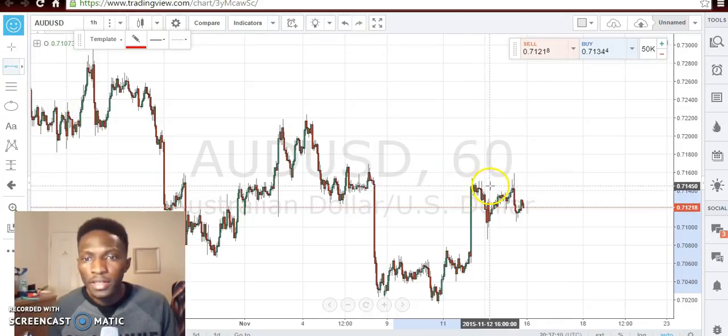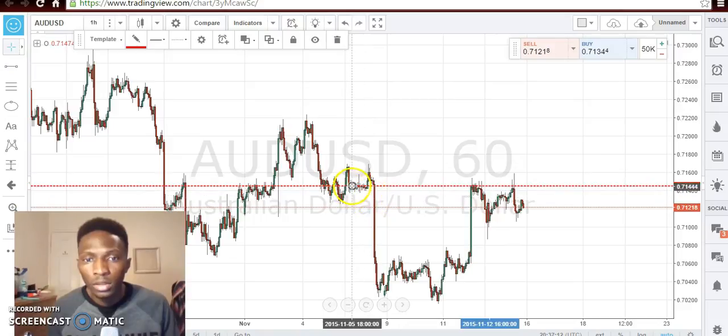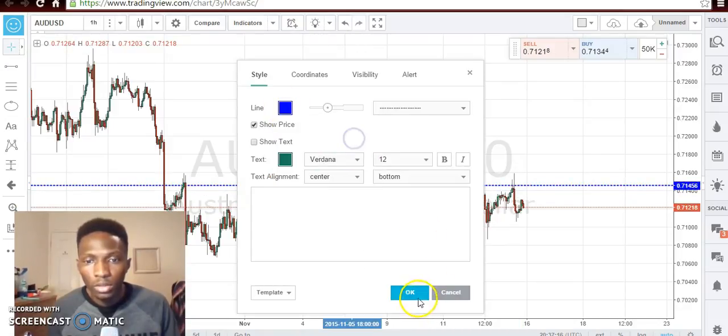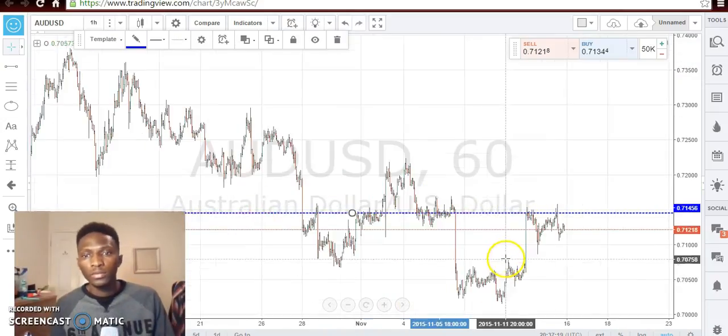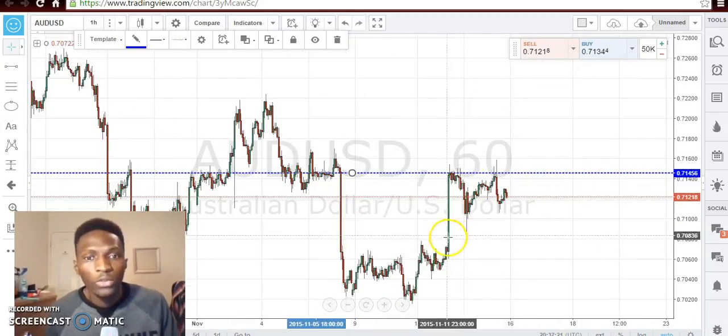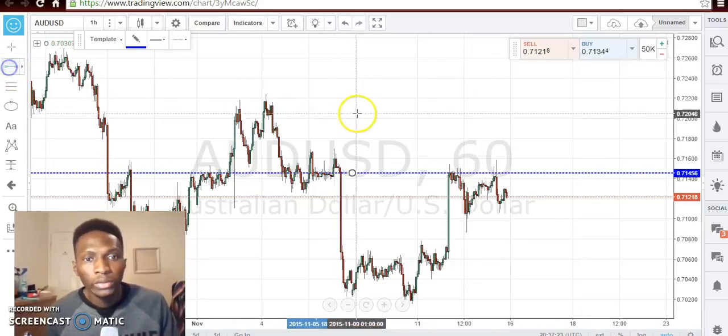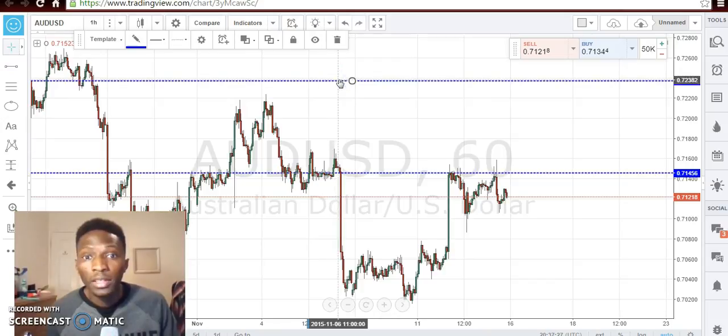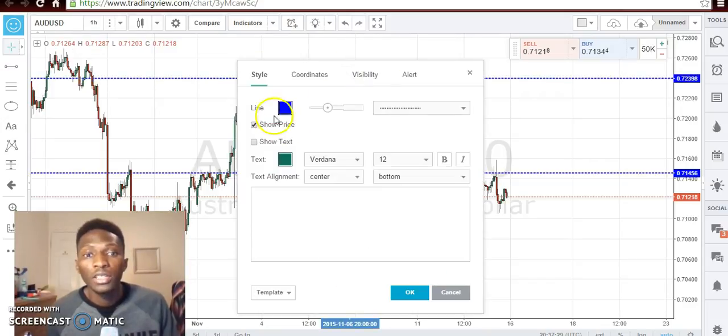So obviously this is the area where we're looking to get short. So let me change that color to blue. If we're looking to go short around that area, our stop loss is going to go above this previous structure high. So this is where our stop loss is going to go. Let me change this to red.